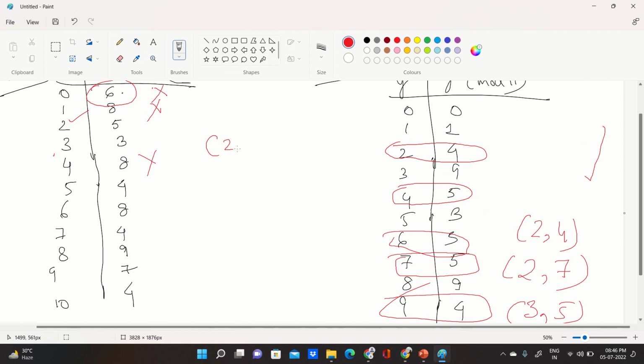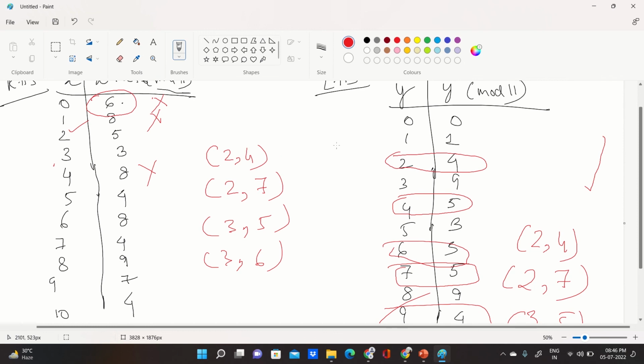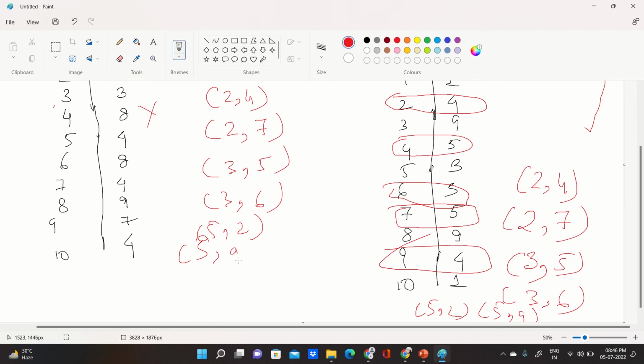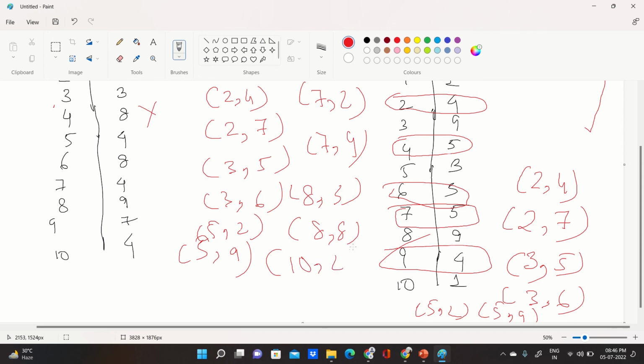I'll just write in between, that would be much easier for you guys to write down. (2, 7), (3, 5), (3, 6), then you have (5, 2), (5, 9), then you have (7, 2), (7, 9), (8, 3), (8, 8), (10, 2) and (10, 9). So these are the corresponding values in the elliptic curve, the points that lie on the elliptic curve. I hope this is clear to you guys.